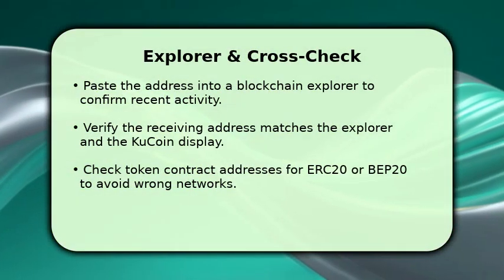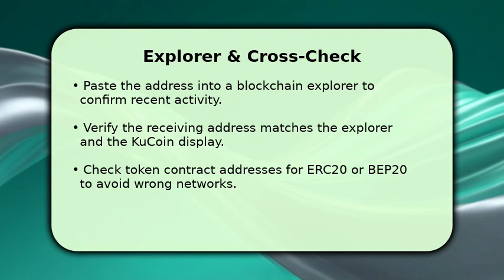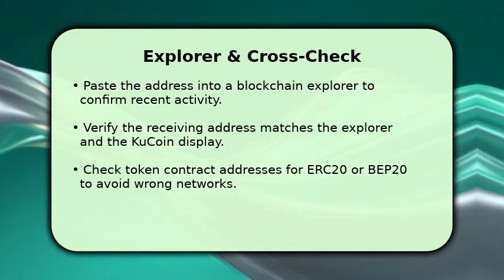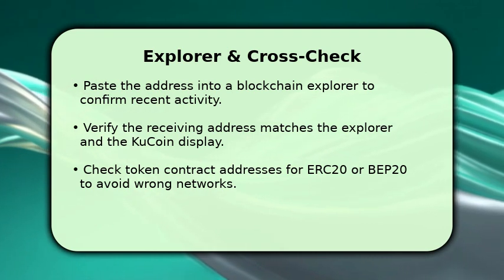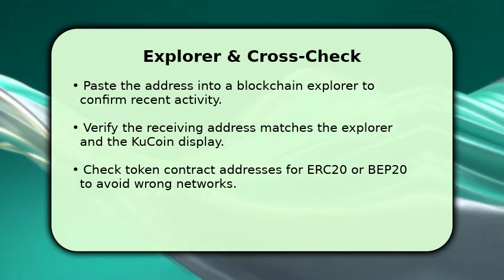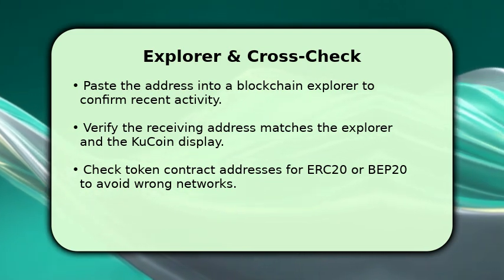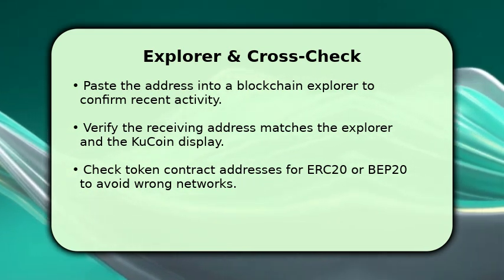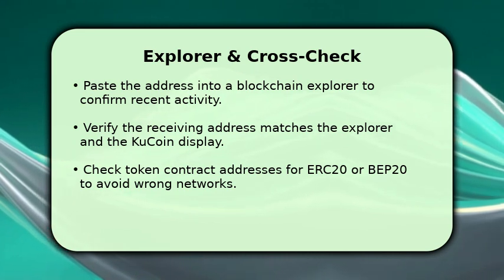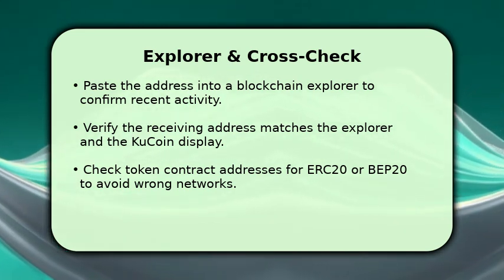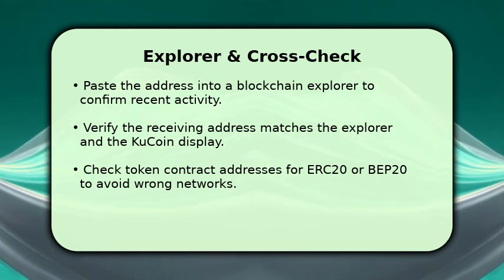Use a blockchain explorer for the relevant network to confirm the pasted address and recent transactions for added assurance. Match the Explorer output against the KuCoin address display to ensure they are identical and that the token contract aligns with ERC20, BEP20, or other networks. When in doubt, send a small test amount first to confirm receipt before transferring larger sums.